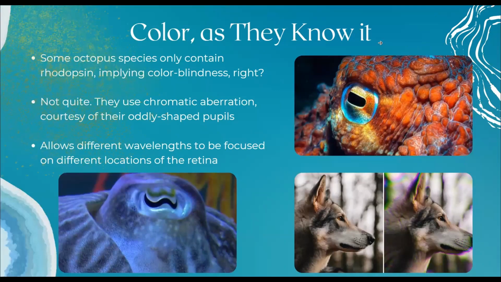Some octopus species contain only rhodopsin, which is color insensitive. But despite having only one photopigment, octopuses are able to distinguish between colors using chromatic aberration. Their rectangular or even W-shaped pupils, sometimes, as you can see, have evolved to maximize chromatic aberration, which is when white light splits into its constituent colors because of differential refraction in different parts of the lens. Each color lands on a particular part of the octopus's retina, giving them a unique type of color perception.